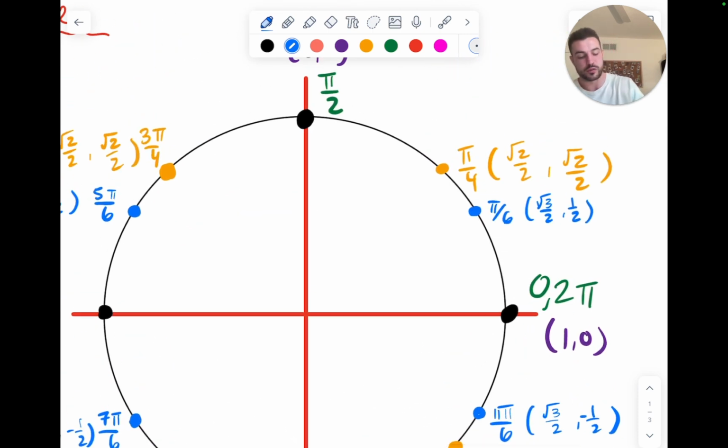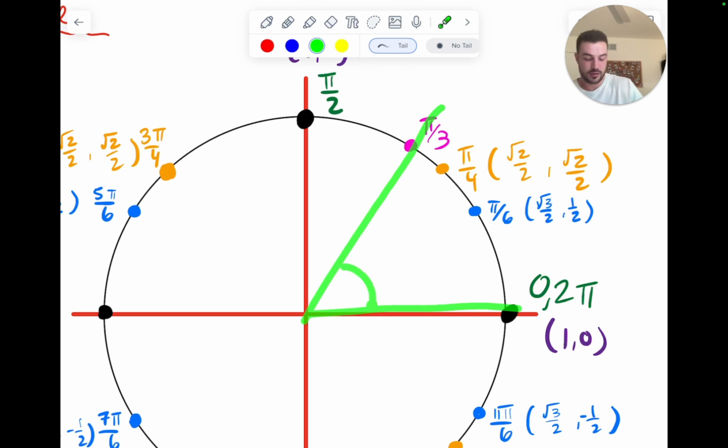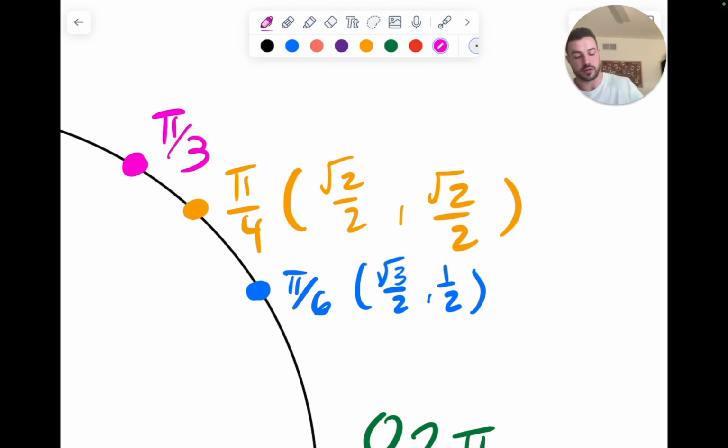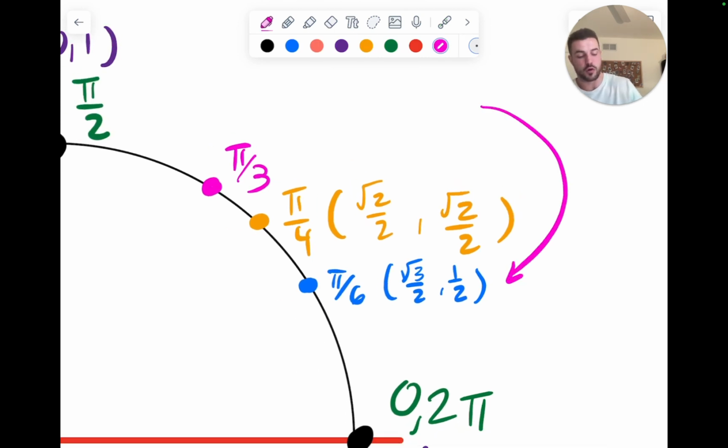And why don't we do this one in pink? So pi over 3 radians is roughly right there, and that's what this angle measurement is going to be. And the coordinates on our unit circle are going to be the same as the one before, except now our x and our y values are going to be switched.